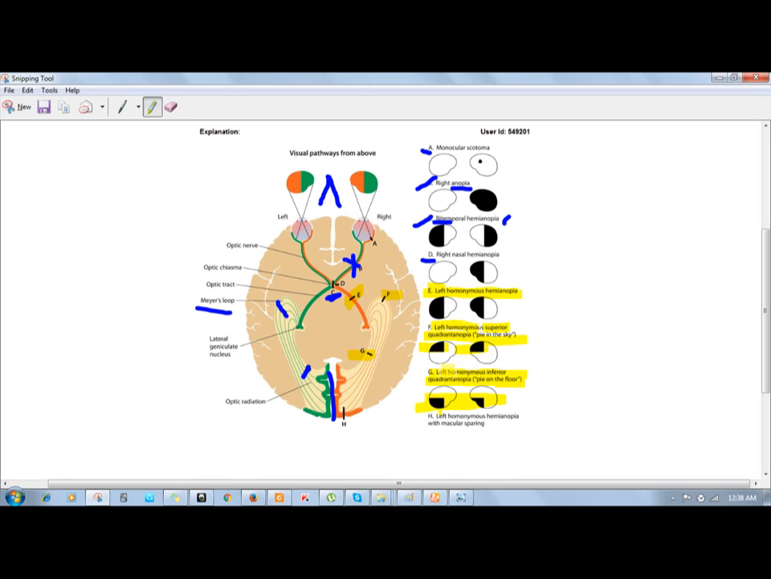Okay, and whenever someone has damage to the occipital lobe, we'll have contralateral homonymous hemianopia with sparing of the macula, because the macula has a dual blood supply, and that's why there is sparing of the macula. If someone's left occipital lobe is damaged, they will have right-sided homonymous hemianopsia, and vice versa.